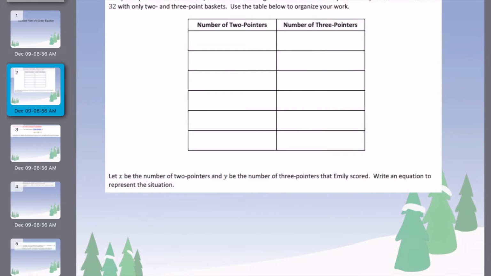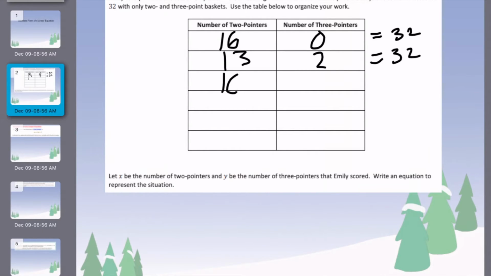So let's just start there. I know that 2-pointers and 3-pointers are the only way that she can get her points. So if she shot and made 16 2-pointers and 0 3-pointers, that would equal 32. If she made 13 2-pointers and 2 3-pointers, that would also give me 32, and so on and so forth. If she made 10 2-pointers, or 20 points, plus four 3-pointers, which is 12, that'll also give me 32.